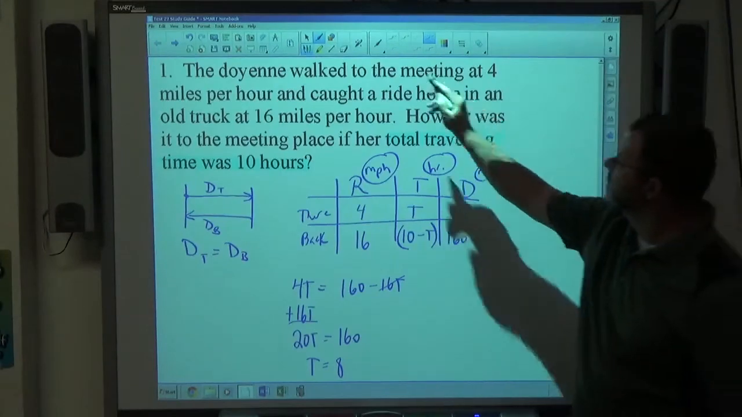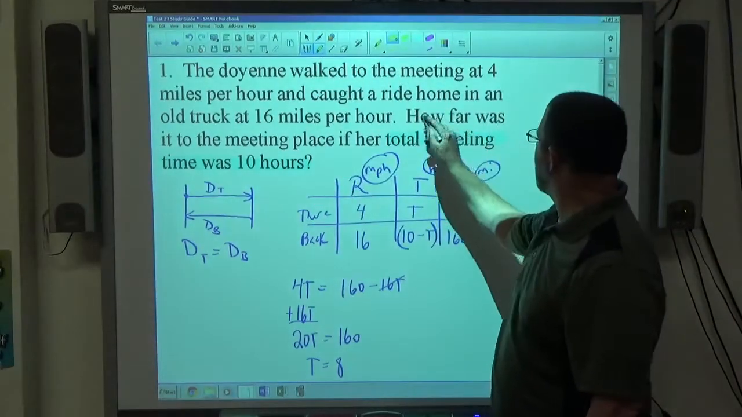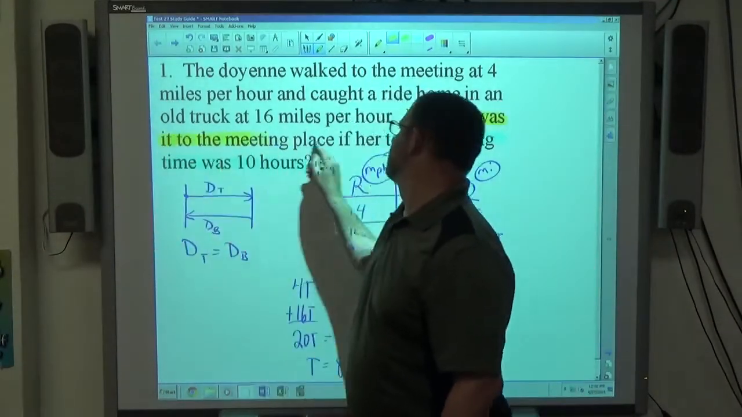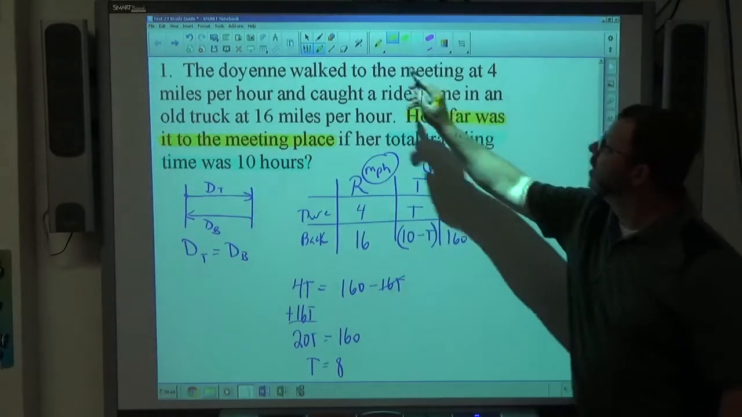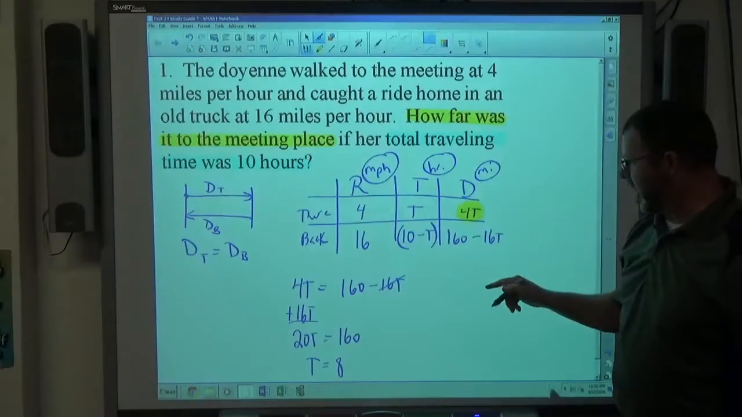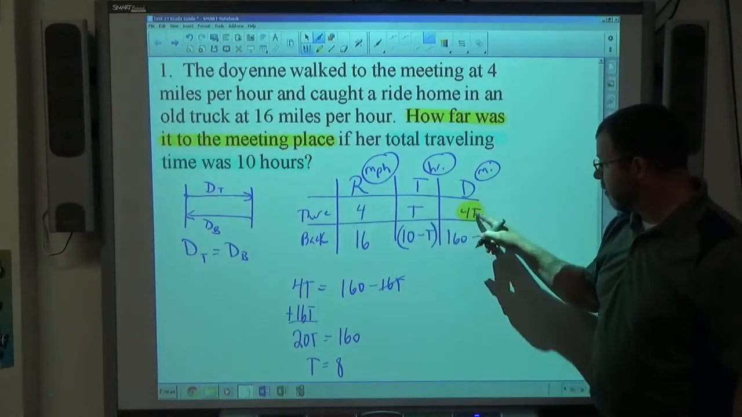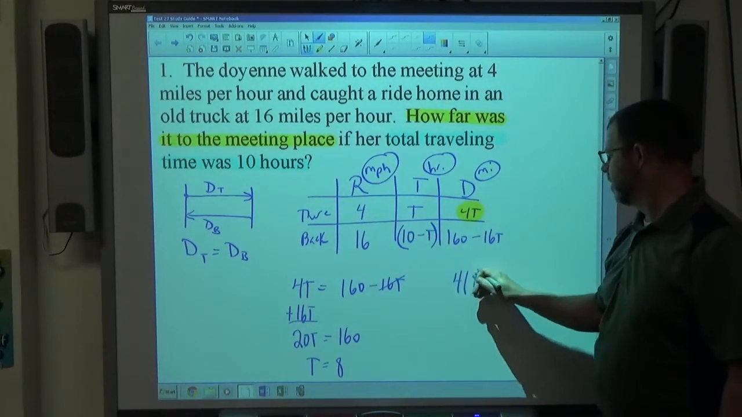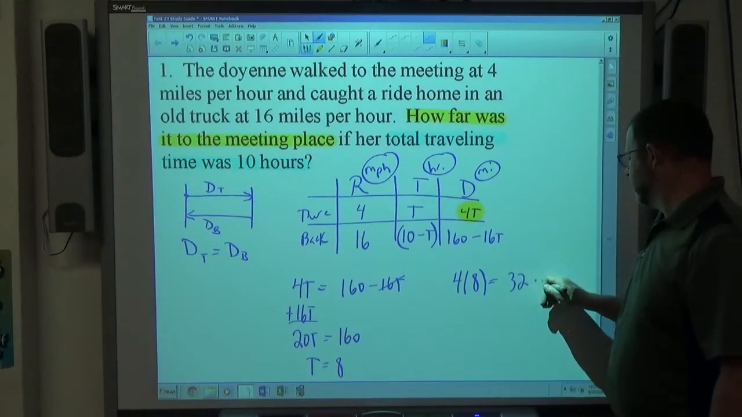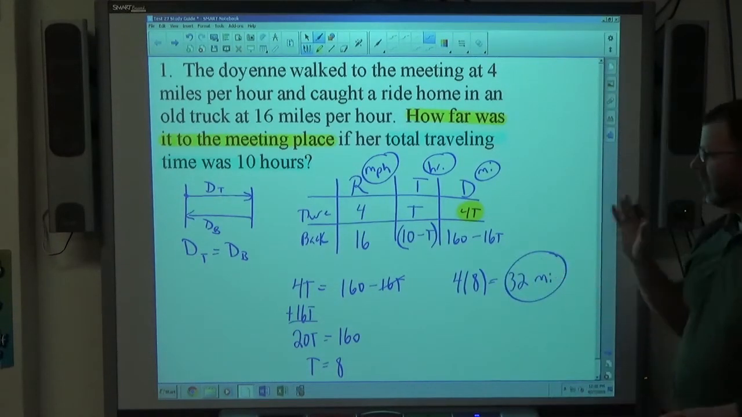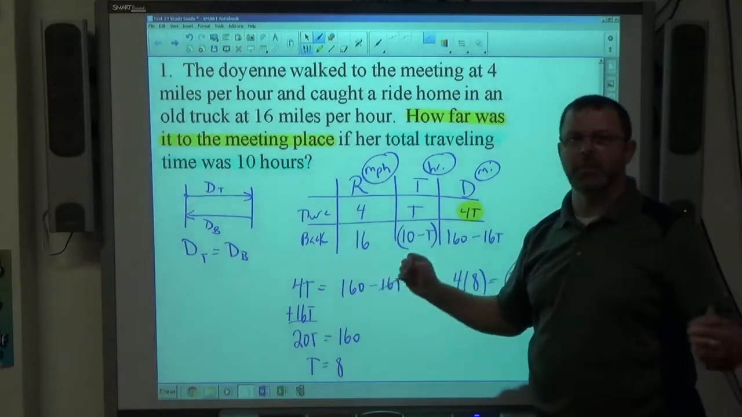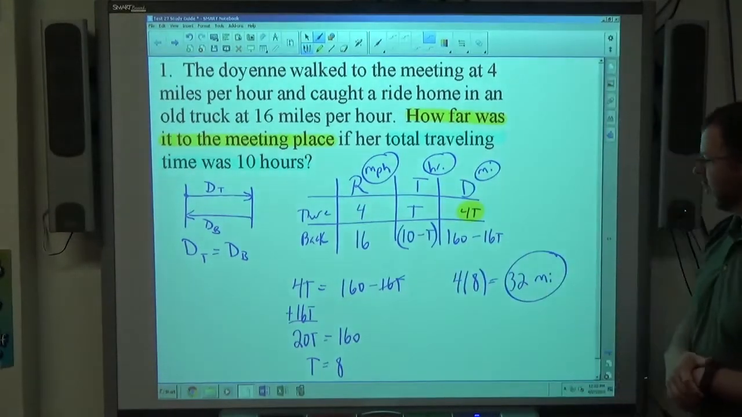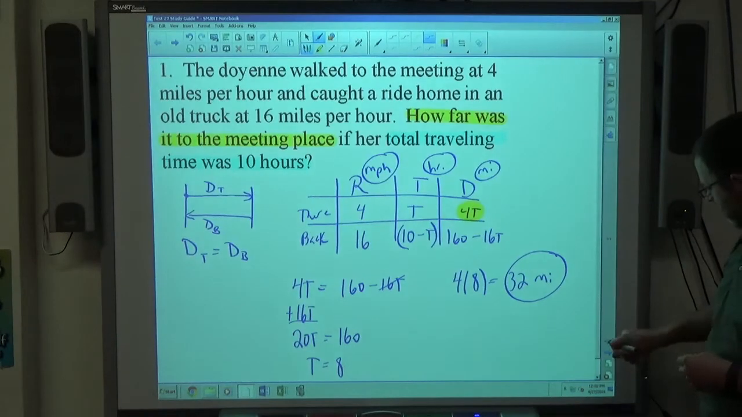Now the question says, how far was it to the meeting place? Distance there, 4t. So once I figured out that t is equal to 8, which is the time there, 4 times 8 is equal to 32 miles, is what they're asking you to find. So don't go through all the trouble to get this answer and then just circle that and say I'm done. Make sure you answer the question they're asking. In this case, they're asking for distance.